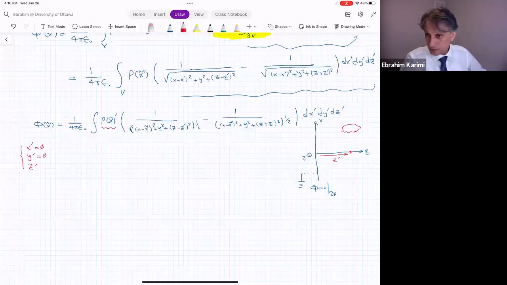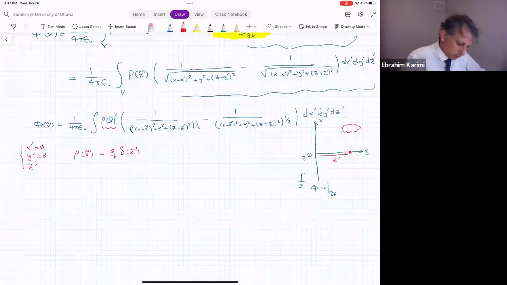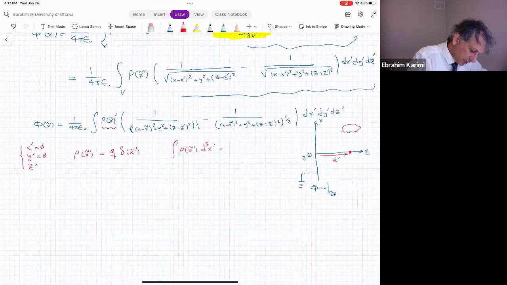Okay, then how do you define the charge distribution for a point charge? You write rho of x prime is given by q delta of x prime, right? Everywhere the charge is 0 except at the point x prime, where it is infinity essentially, but if you integrate it over a volume, then that will be equal to q. So the integral of rho of x prime d3x prime will be equal to q. Okay, so we know that's the value that we have.